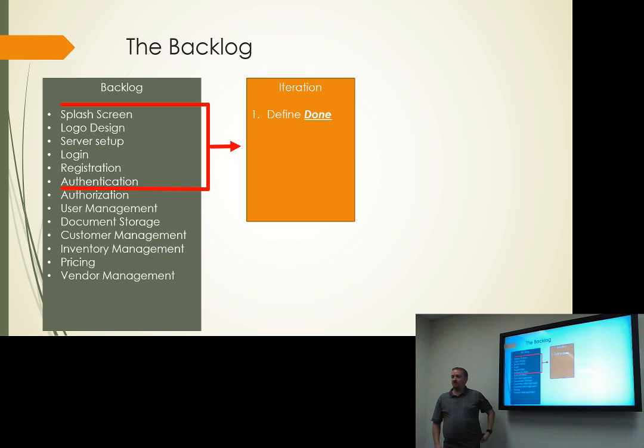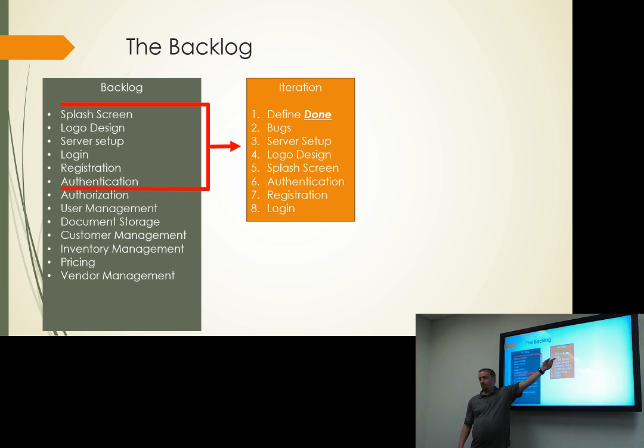But the first thing we need to do is define done. What does it mean to be done with all of these things? That's the first thing that we're going to do. Then we're going to add any previous bugs that we might have found. And now we start adding server setup, logo design, splash screen, authentication, registration, login. So we take these things and we put them into the iteration. Notice anything different between the backlog and an iteration?